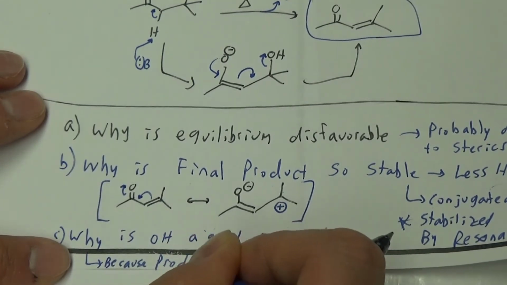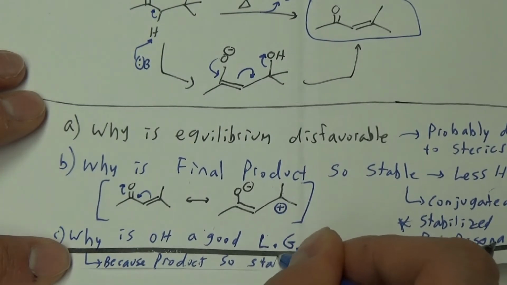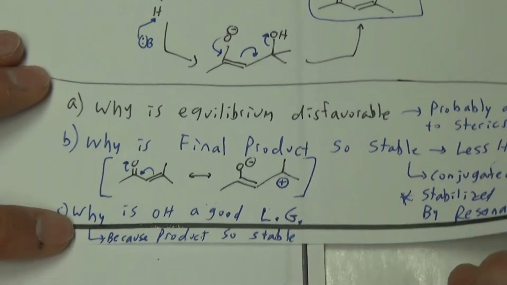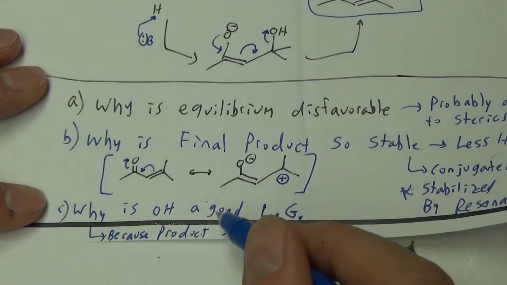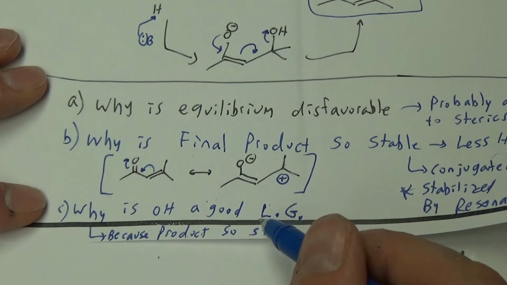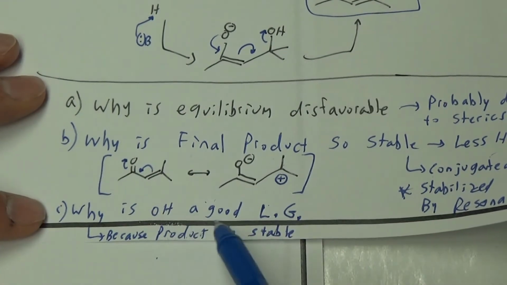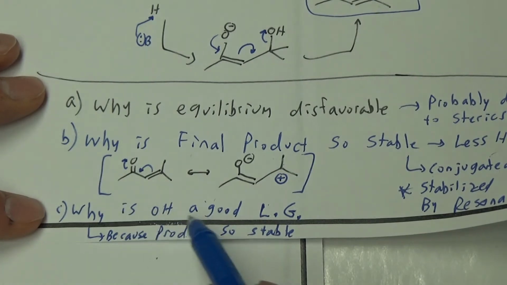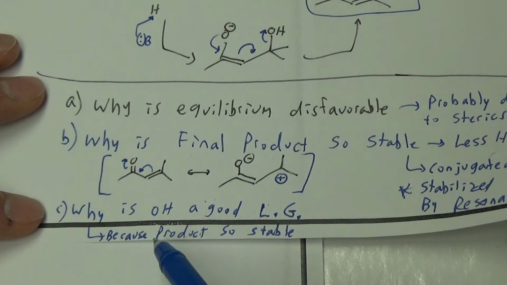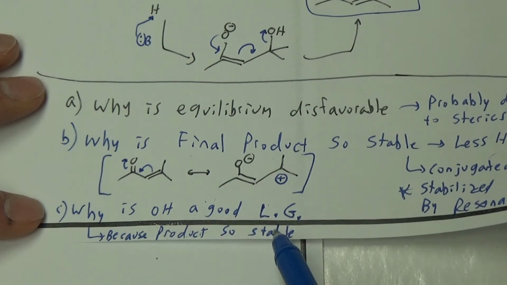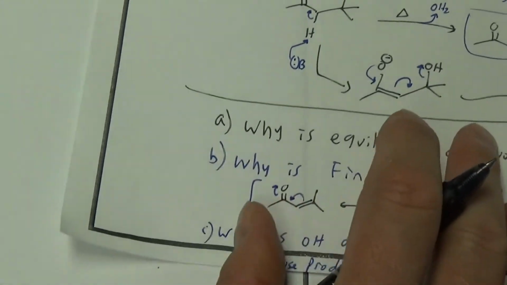The product is so stable. That's a pretty easy explanation. We're forming a very, very stable product, and that's why it's okay for OH to be a leaving group. OH is typically a bad leaving group, but here it's actually a good leaving group, and the reason is because the product is so stable. Let's draw one more simple example.